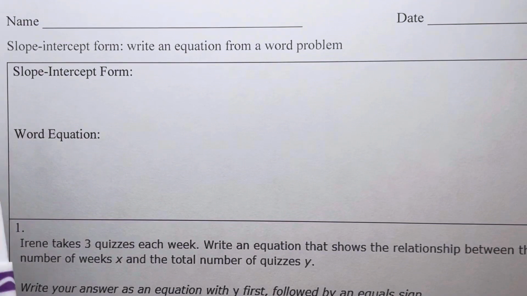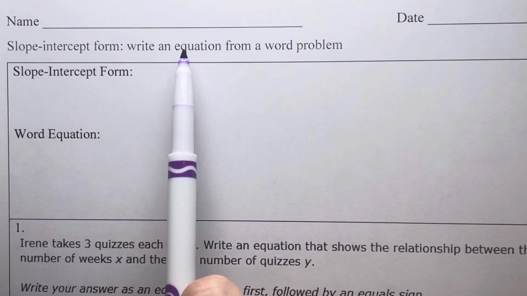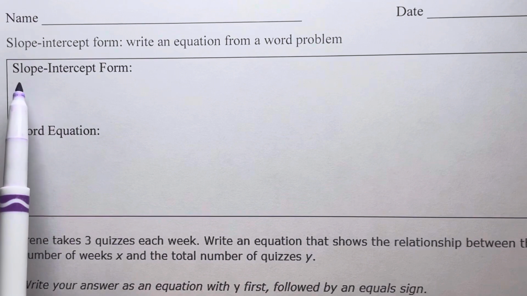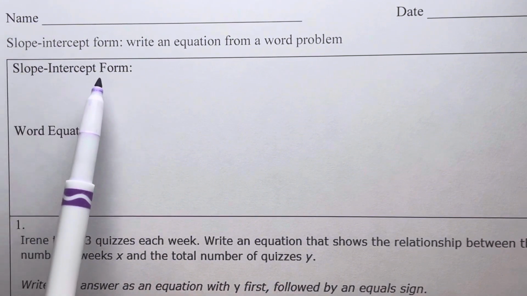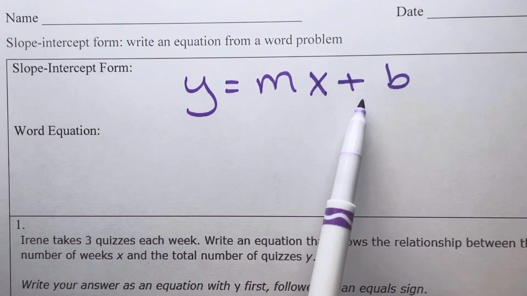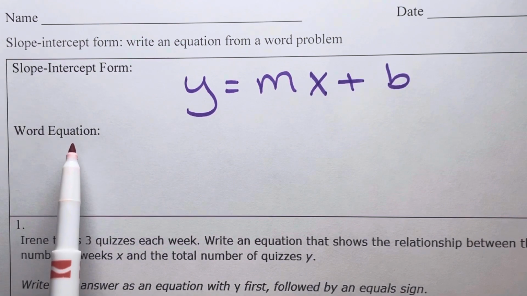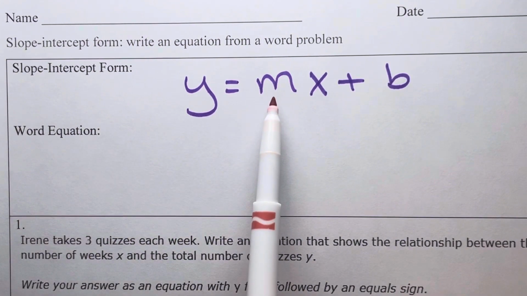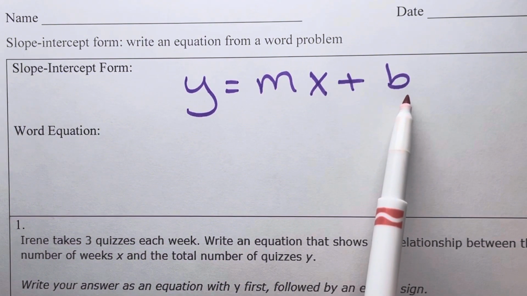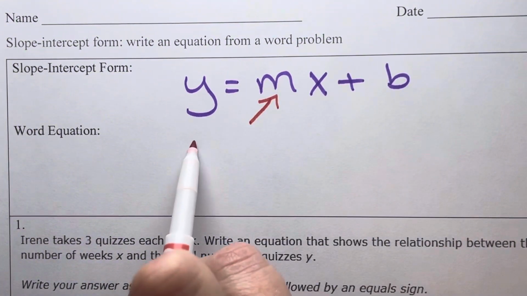In today's math lesson, while discussing the slope-intercept form, we are going to write an equation from a word problem. We have learned from previous lessons that the slope-intercept form of an equation is y equals mx plus b. When analyzing a word problem, we need to know what is being represented with the slope and the y-intercept. So that's pretty easy to figure out once you realize that the slope is a pattern.